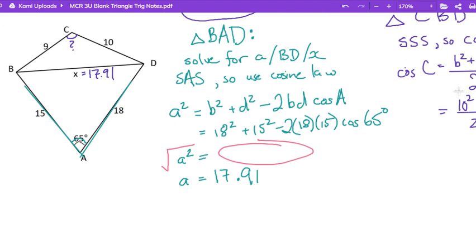In terms of calculation, I encourage you to put brackets around the numerator and brackets around the denominator, just as a safety net.